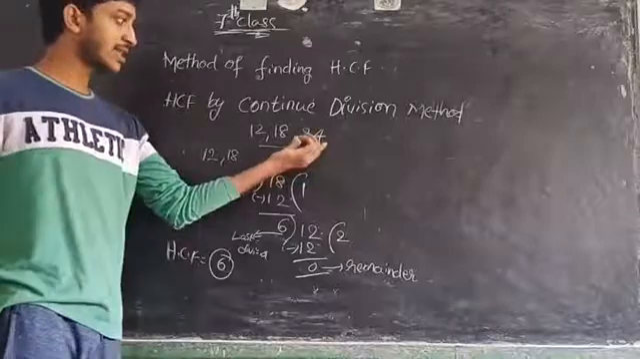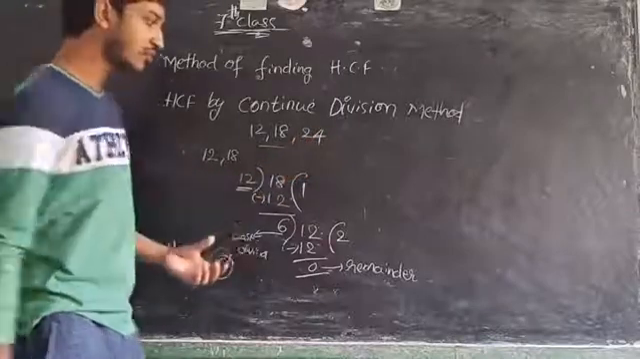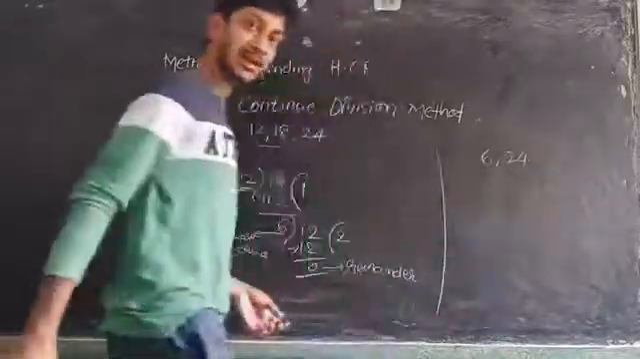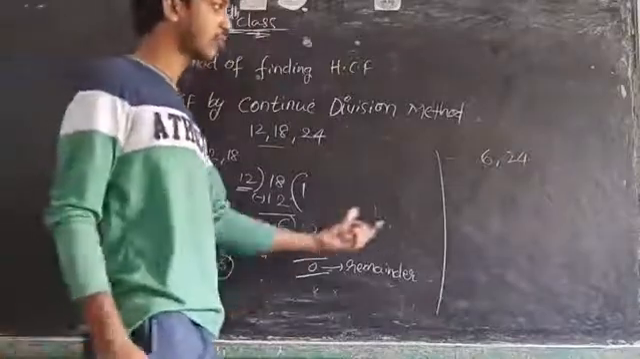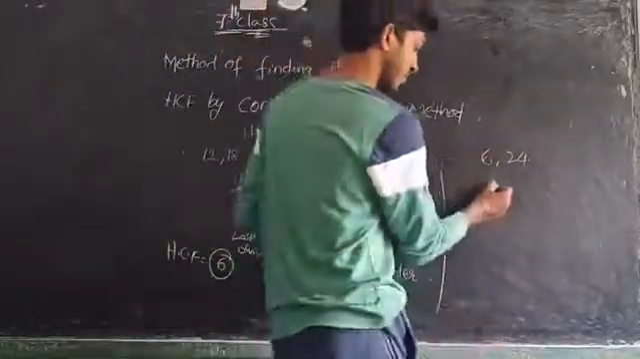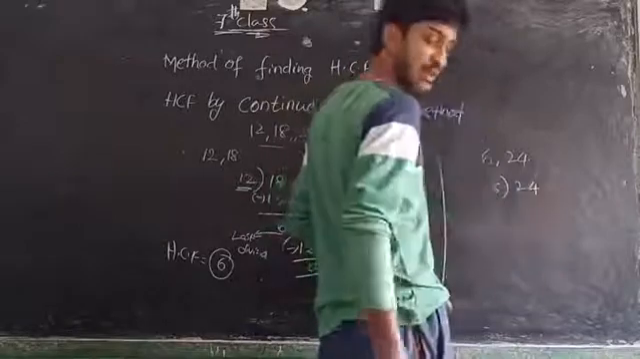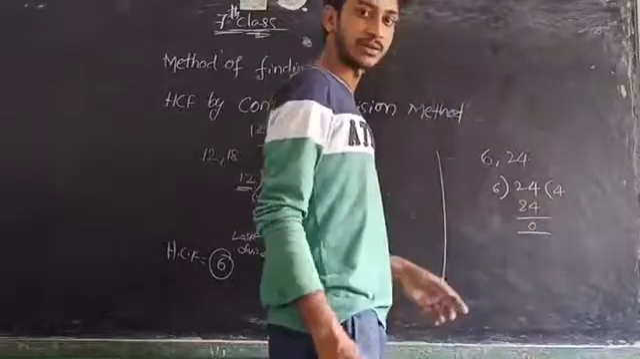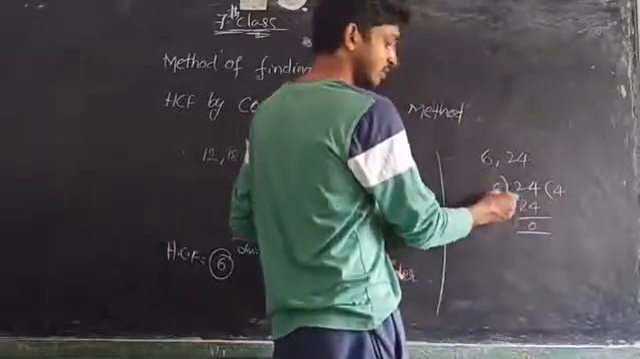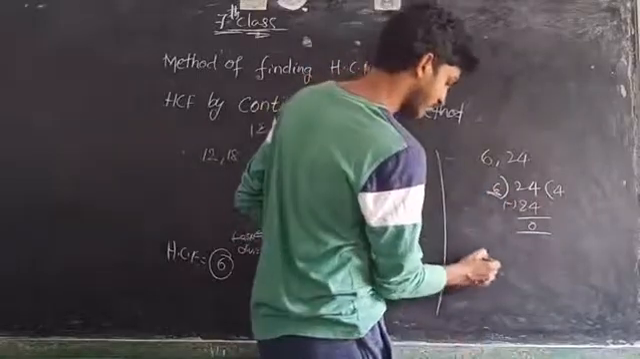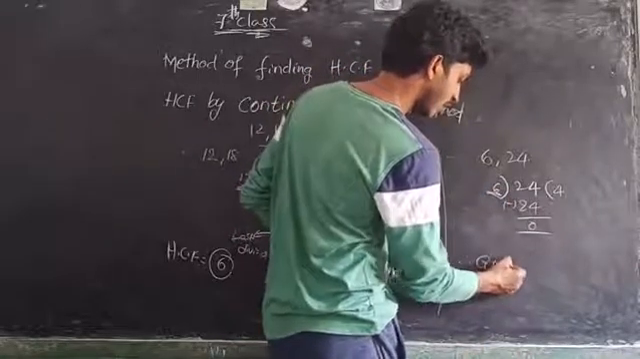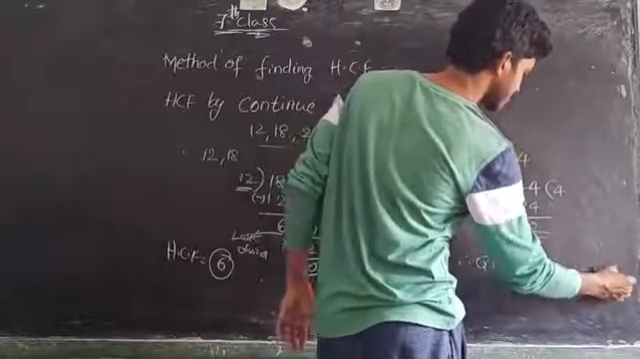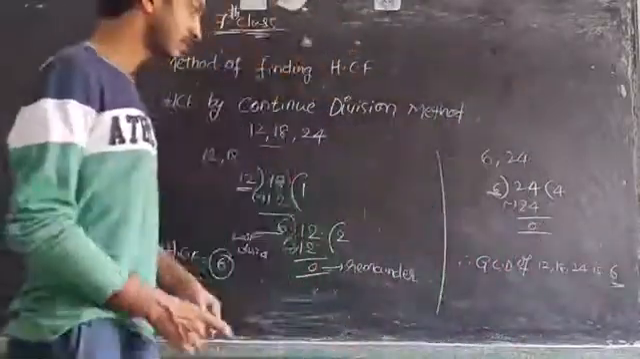Now 24 remains. We have to find the HCF by taking 6 and 24. Now divide, how many times? 4 times. 6 4s are 24 and we get 0 here. The remainder is 0, so 6 is the HCF. Therefore the HCF of 12, 18, 24 is 6. Okay children?